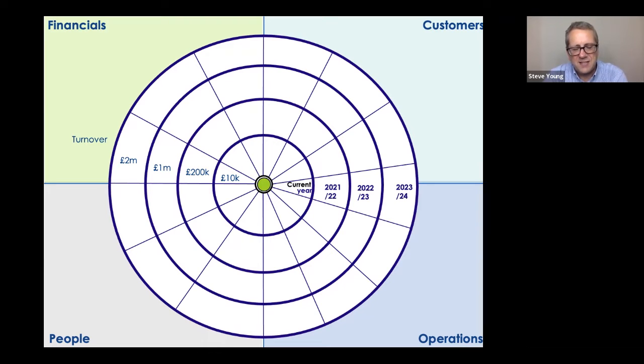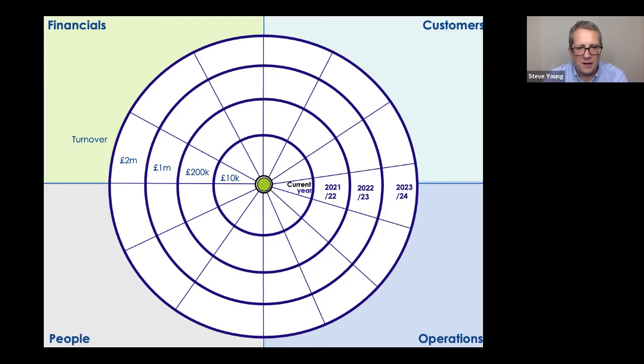So I said, if it's 10K now, which it is, you can see in the inner circle there, and in 3 years' time it's 2 million turnover, what does it need to get to maybe in year 2? Bearing in mind, we've got to get to 2 million and we're at 10K at the moment. She said, I don't know. So I said, well, no one's got a crystal ball, but what do you think? Rough number. She said, oh, 1 million. So we put 1 million in year 2.